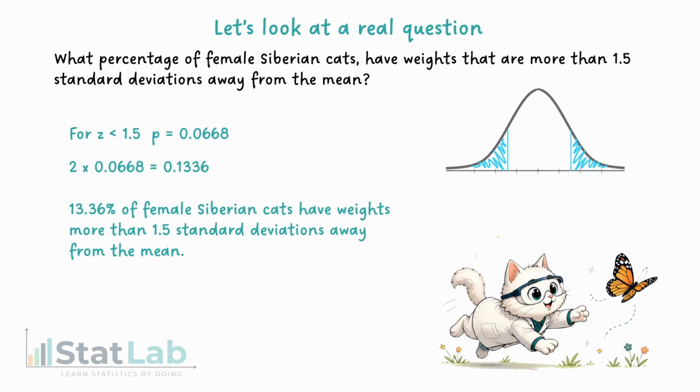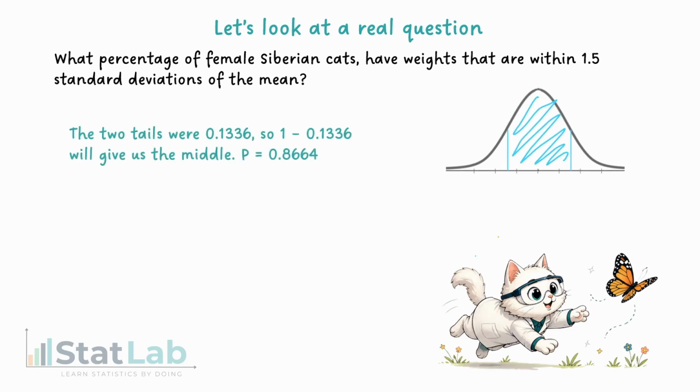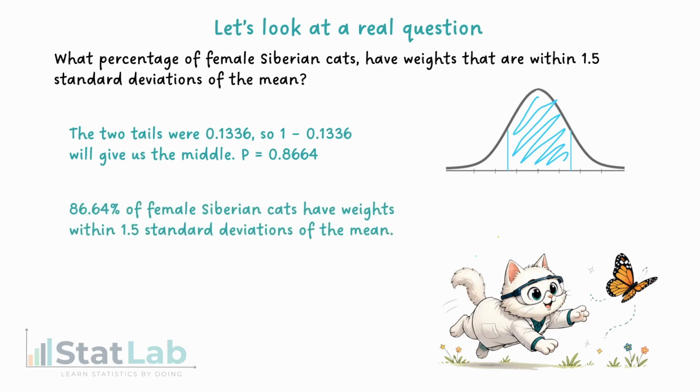Now, suppose I wanted to know what percentage of female Siberian cats have weights that are within 1.5 standard deviations of the mean. Well, now I'm just looking for the middle. And since we already found the tails, we can use that value and simply do 1 minus that value to give us the middle. So our p-value is going to be 0.8664, which means that 86.64% of female Siberian cats have weights within 1.5 standard deviations of the mean.